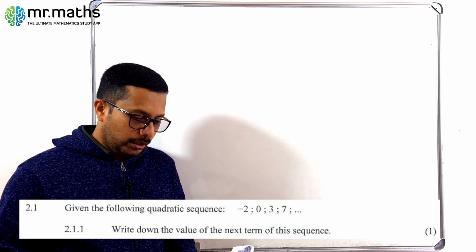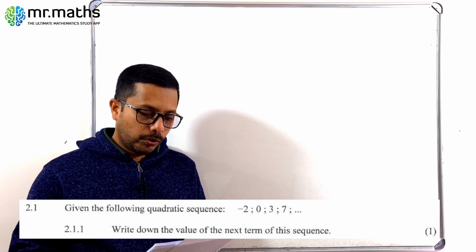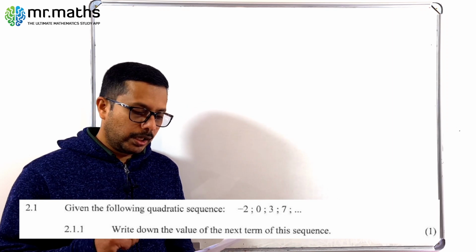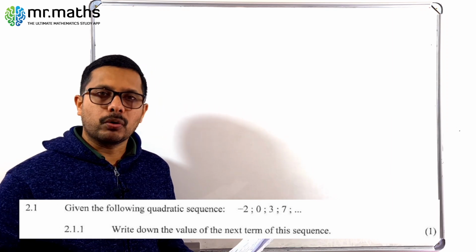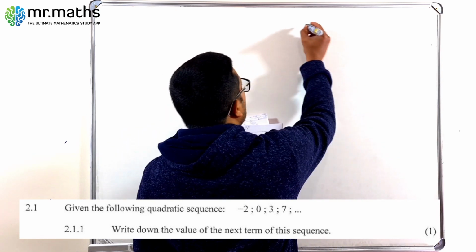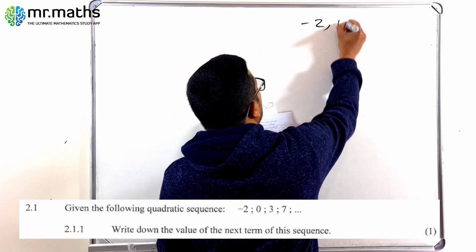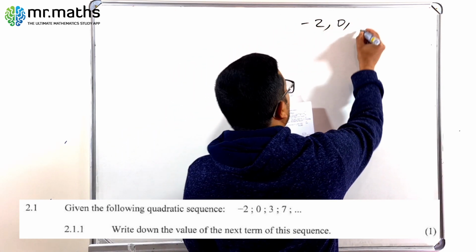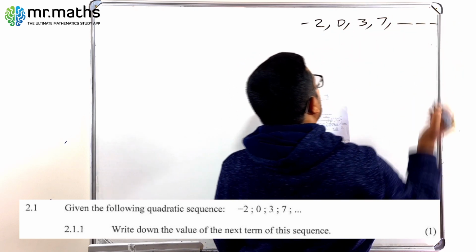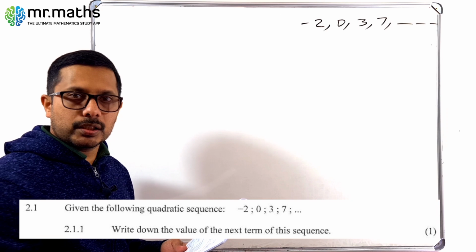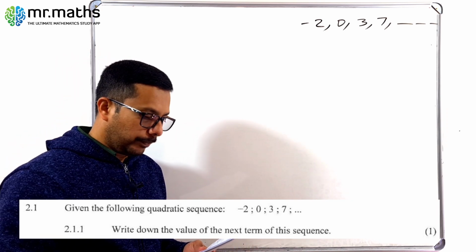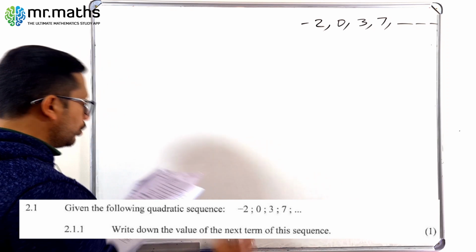Okay, question number 2, given the following quadratic sequence. So there is a sequence given and it is given that that one is a quadratic sequence. What is that given sequence? -2, 0, 3, 7, etc. So this is the given sequence and it is given that that one is a quadratic sequence.